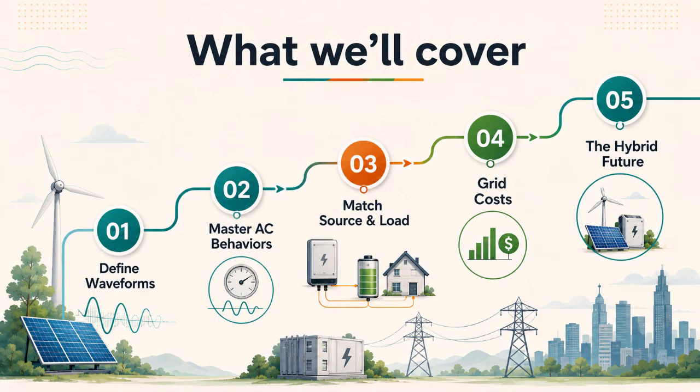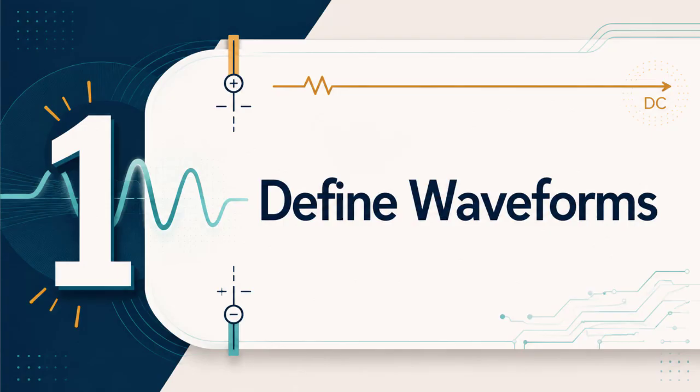To figure this out, we're going to break this decision matrix down into 5 quick steps. We'll define the waveforms, master AC behaviors, match our sources to our loads, calculate long-distance grid costs, and wrap up with the hybrid future. Alright, step 1, defining the waveforms.